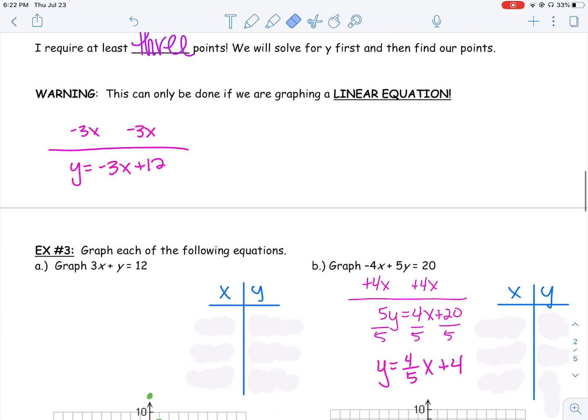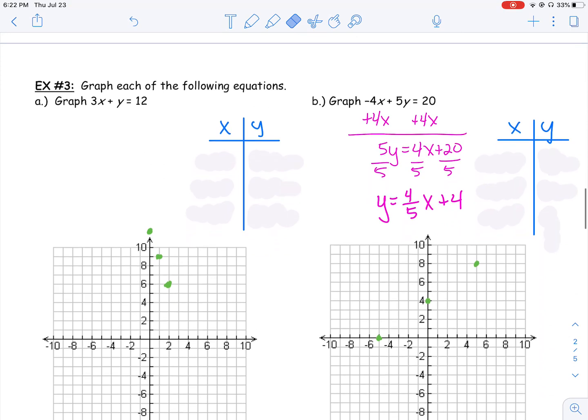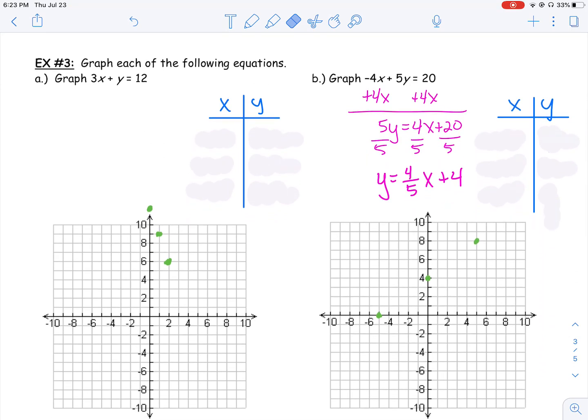Okay, so I want you to look at example number 3 with me. Graph each of the following equations. So it says here, graph 3x plus y equals 12. What we can do is find ordered pairs that will work. Now remember, we can always find an ordered pair if we know one of the coordinates. If we know the x coordinate, we can find the y coordinate. If we know the y coordinate, we can find the x coordinate. So what's nice is we get to pick any x or any y and find its partner in its ordered pair. So pick any x that you'd like.